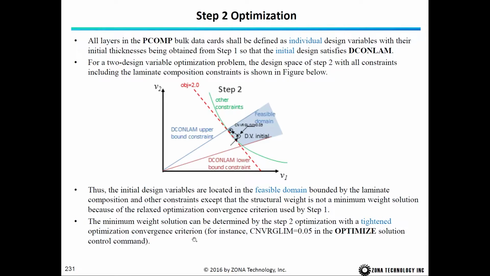optimization with a tightened optimization convergence criterion. For instance, convergence limit equal to 0.05. So in step 1 we use 1, in step 2 we use 0.05. So the optimizer can move the design variable until it finds a minimum weight solution.